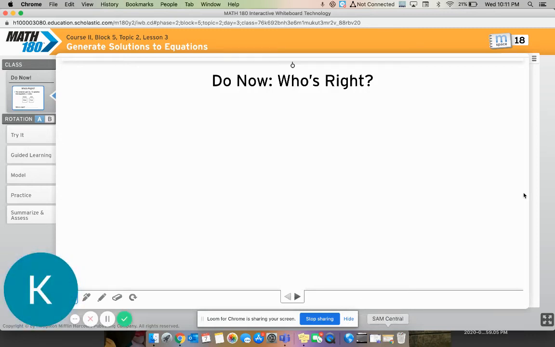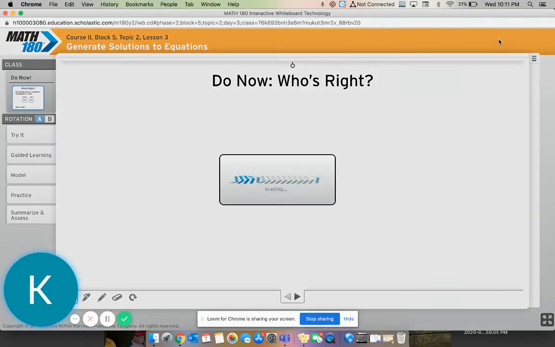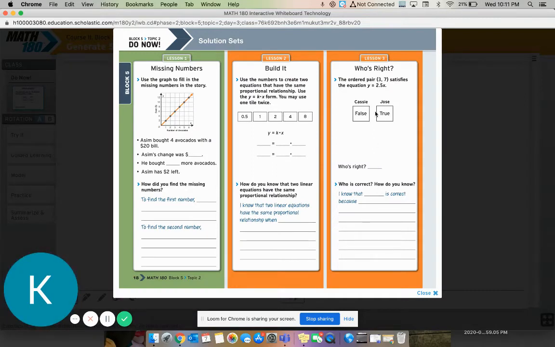All right, everyone, here's your next lesson for today. Remember, we're going to start on page 18. This time we are going to complete this problem here on the right. Let's go ahead and get started.